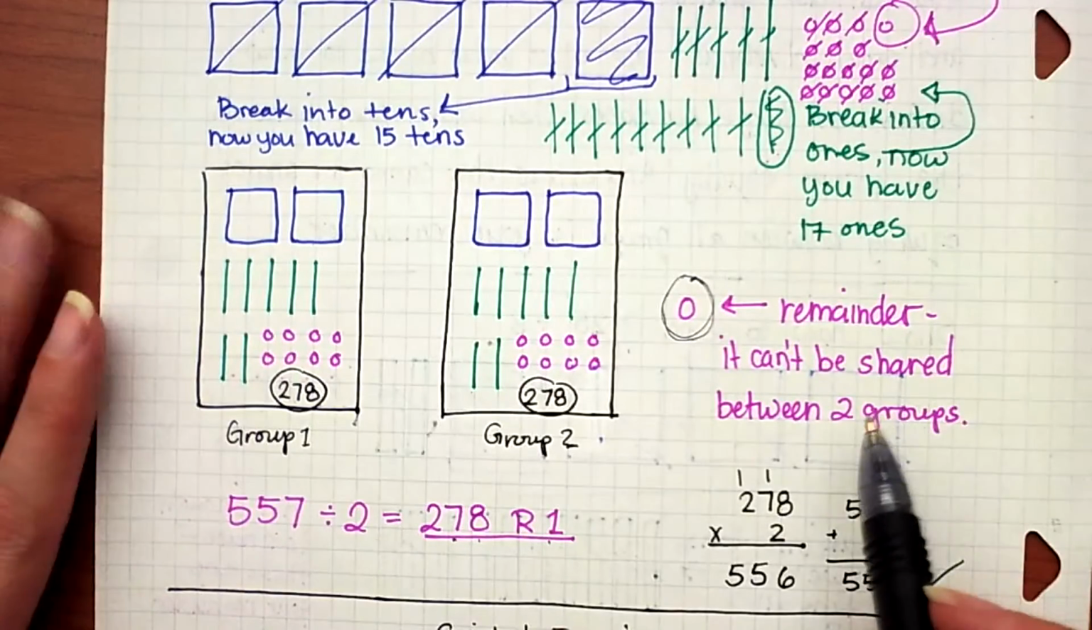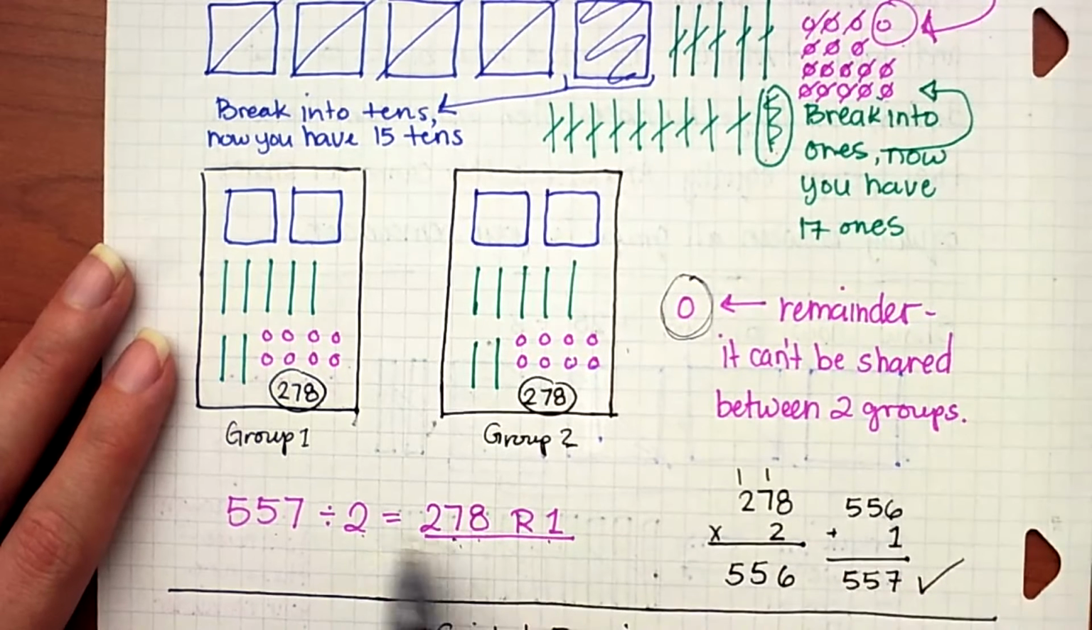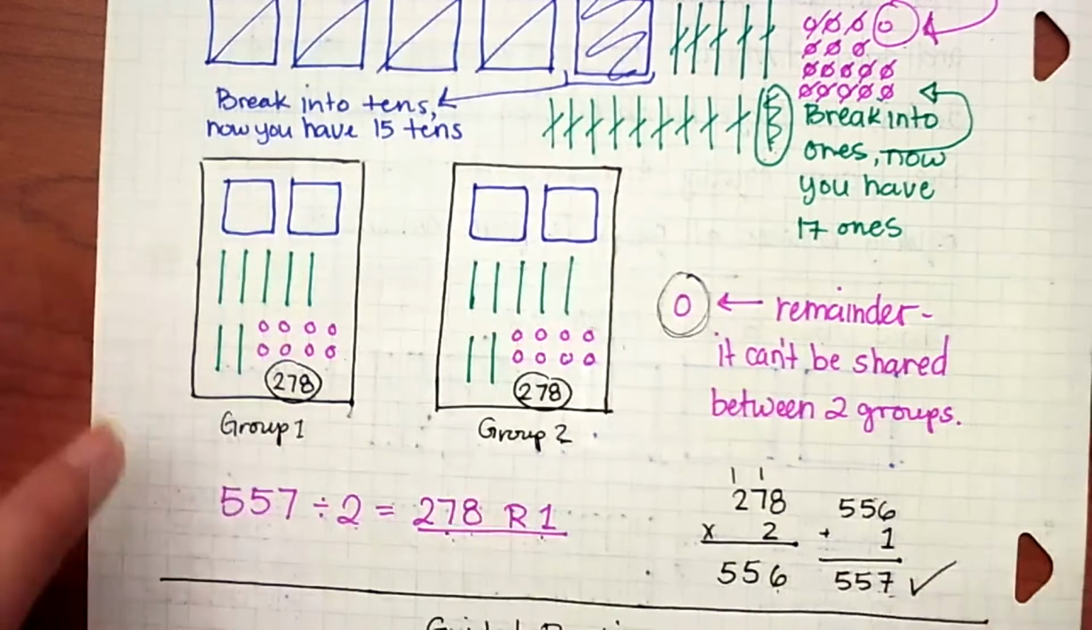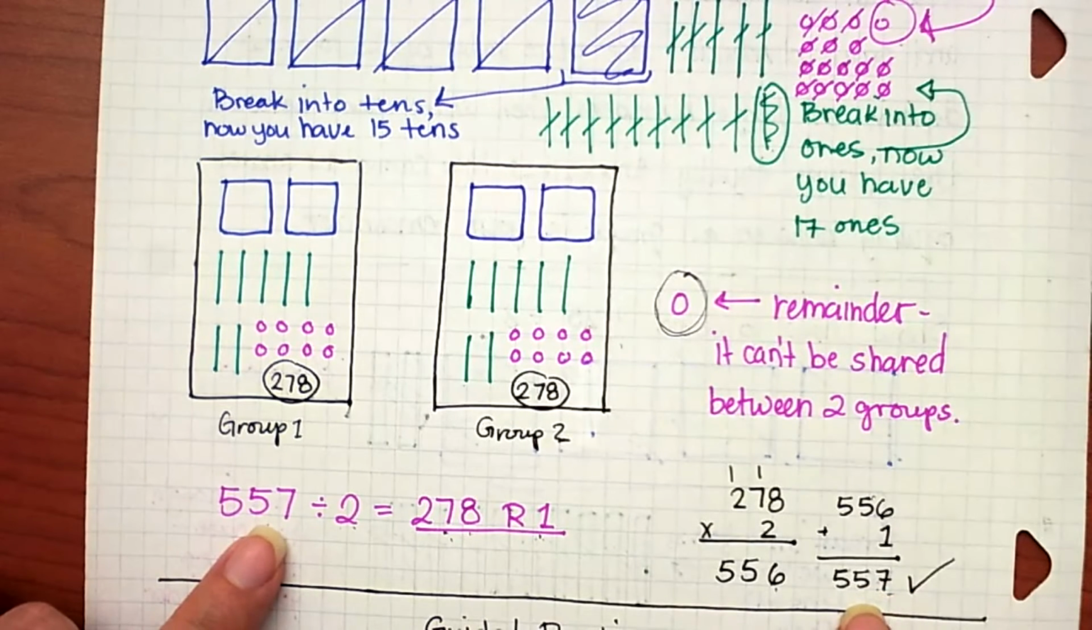Now I'm going to go back and check my work. I'm going to work backwards and do my inverse operation. 278 times 2 gives me 556. 556 plus that 1 remainder, because we have to add it back in, is 557. Since my 2 numbers match, I know that my work was done correctly.